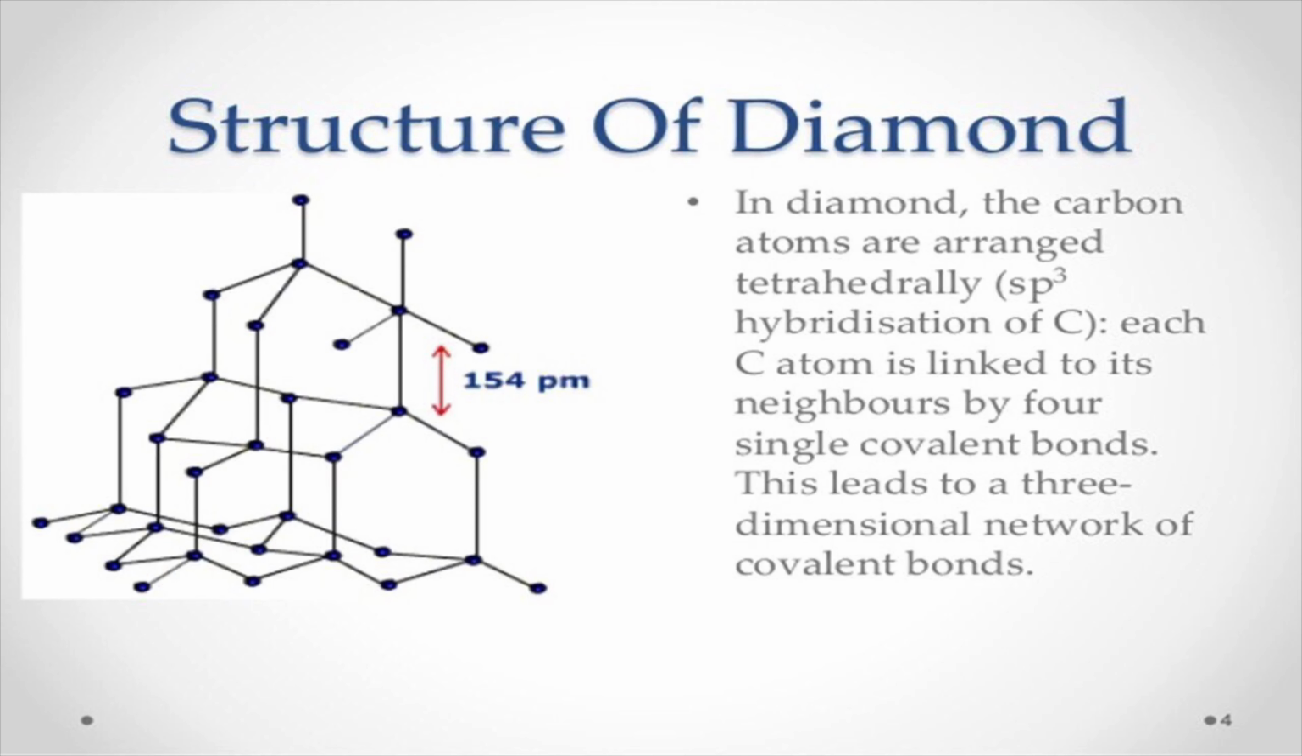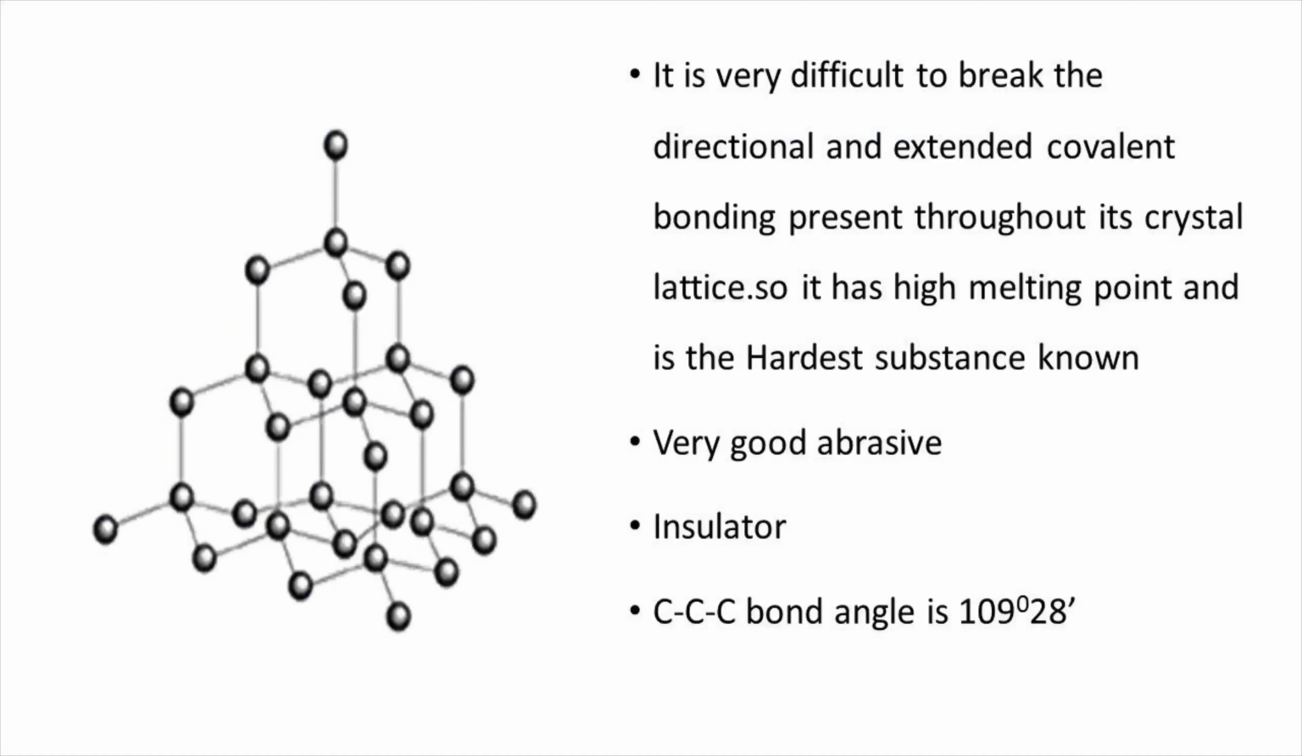Here, carbon atoms undergo sp3 hybridization. Each carbon atom is linked to its neighbor by 4 single covalent bonds. This leads to a 3-dimensional network of covalent bonds. Diamond is very difficult to break because of the directional and extended covalent bonding present throughout its crystal lattice. So, it has a high melting point and is the hardest substance known. It is a very good abrasive.